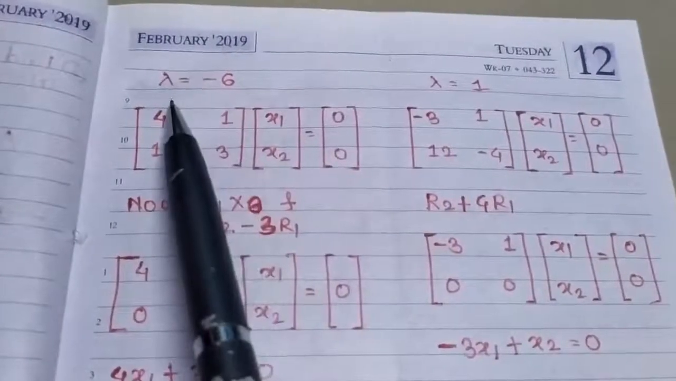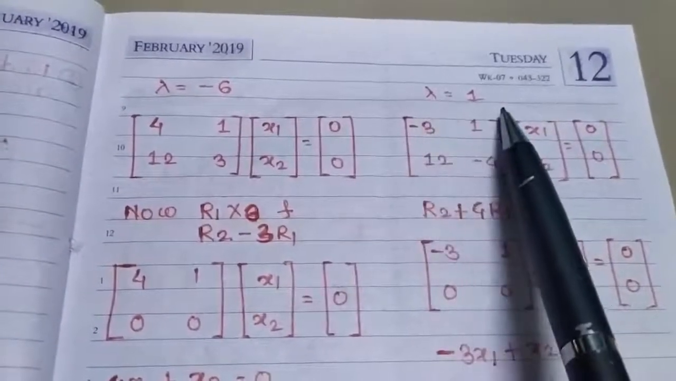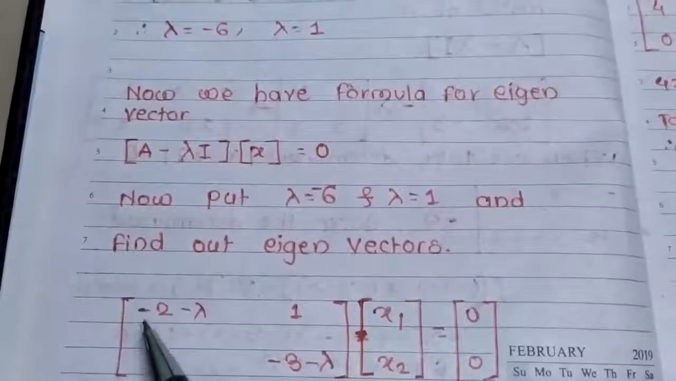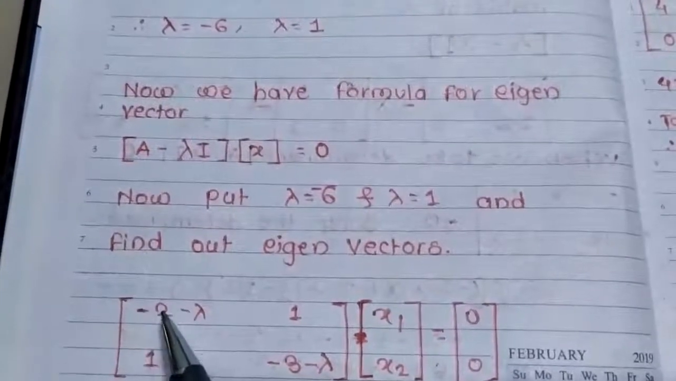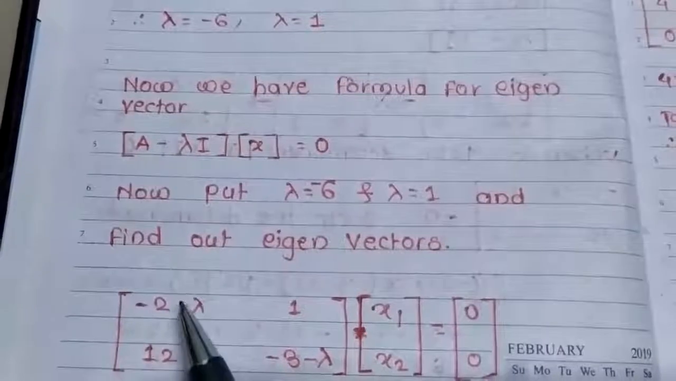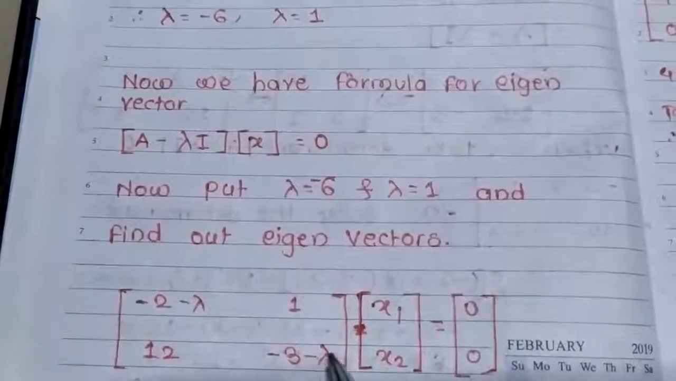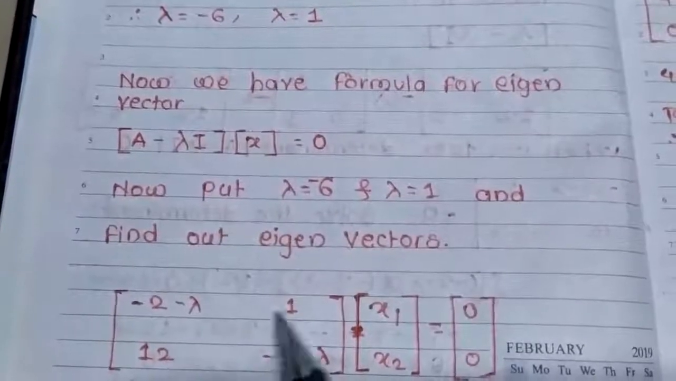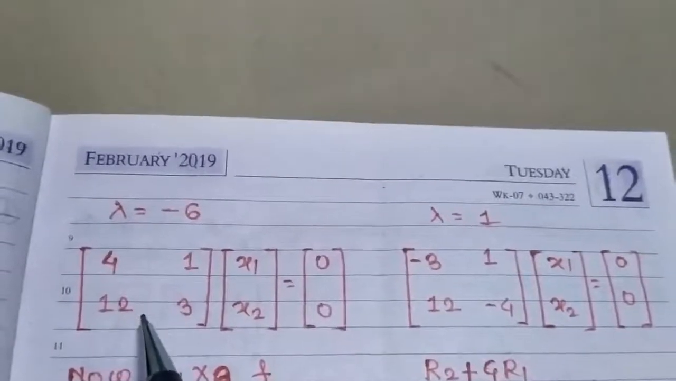Here I have taken lambda is equal to minus 6 and lambda is equal to 1. We solve simultaneously. When lambda is equal to minus 6, then minus 2 minus 6 means plus, what we get, 4, and here minus 3 minus 6 means 3 plus 3, and these two values remain the same. Hence we get this matrix.